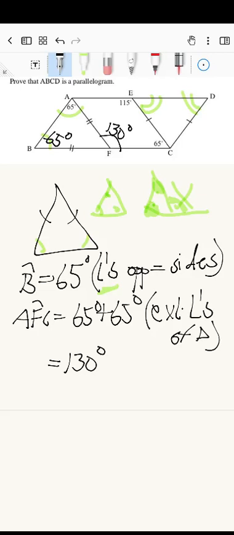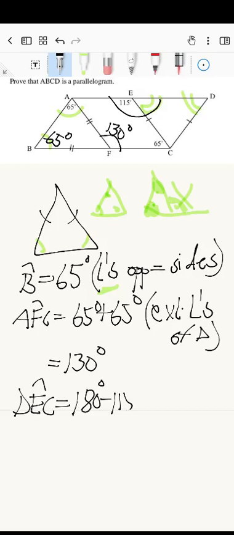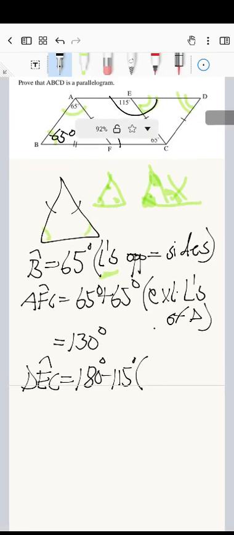Great. Let's see, we still want to prove our parallelogram. Right, let's go ahead and prove this one over here. Okay, so let's say that is DEC. So angle DEC, we can see that over there is a straight line. So we are going to say 180 degrees minus our 115 degrees. Okay, so our reason there is going to be angles on a straight line.